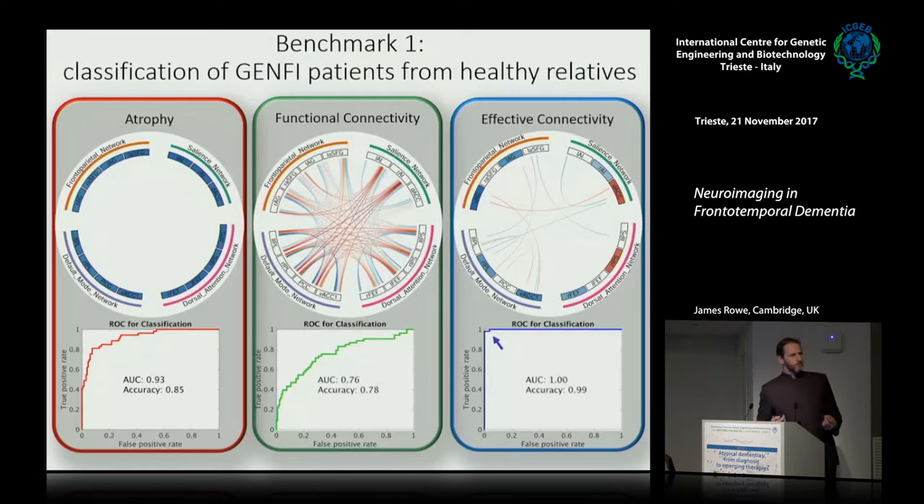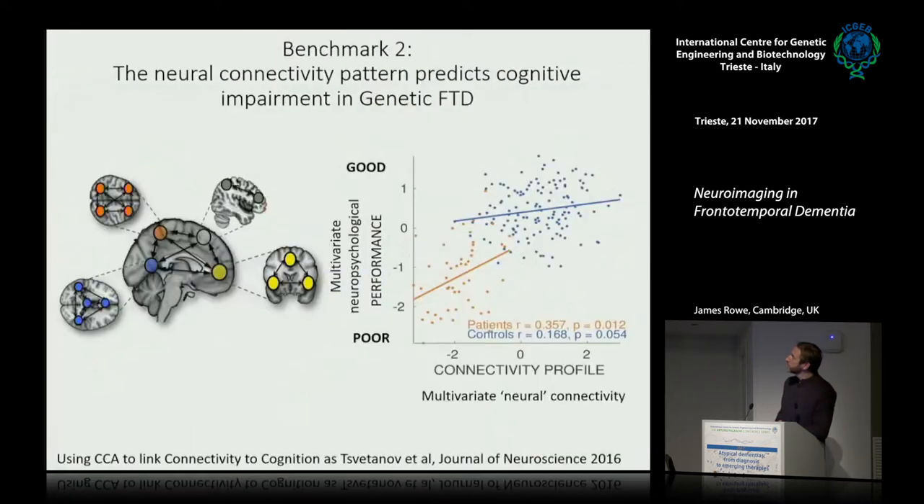It's not a very high benchmark, but it's essential, I think, to know that your method can at least distinguish groups. What we then can do, which I thought was even more exciting, was to take the neural connectivity, which is a multivariate problem. There are many connections which form a set of connectivity parameters, and ask how those relate to cognitive deficits across a neuropsychological battery. So using a canonical covariance analysis to relate connectivity at the neural level to cognitive performance.